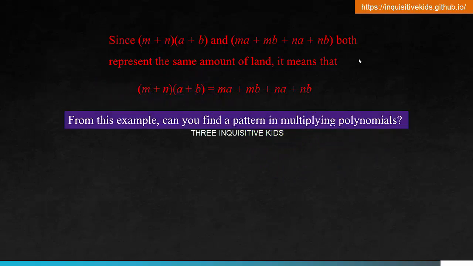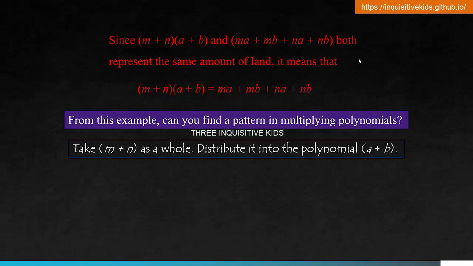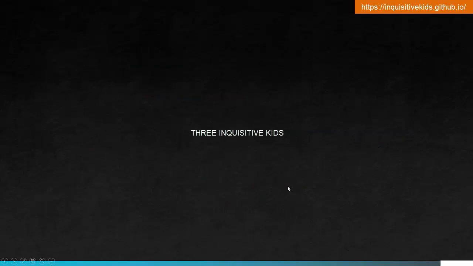From this example, can you find a pattern in multiplying polynomials? Think of m plus n as a whole. Distribute it into the polynomial a plus b. So what you actually had to do was to use the distributive property of multiplication 2 times. There are 2 layers of it that you have to do. M plus n times a plus b equals m plus n times a plus m plus n times b. And then you use the distributive property of multiplication again. You distribute the a into the m plus n and the b into the m plus n. So you get ma plus mb plus na plus nb.